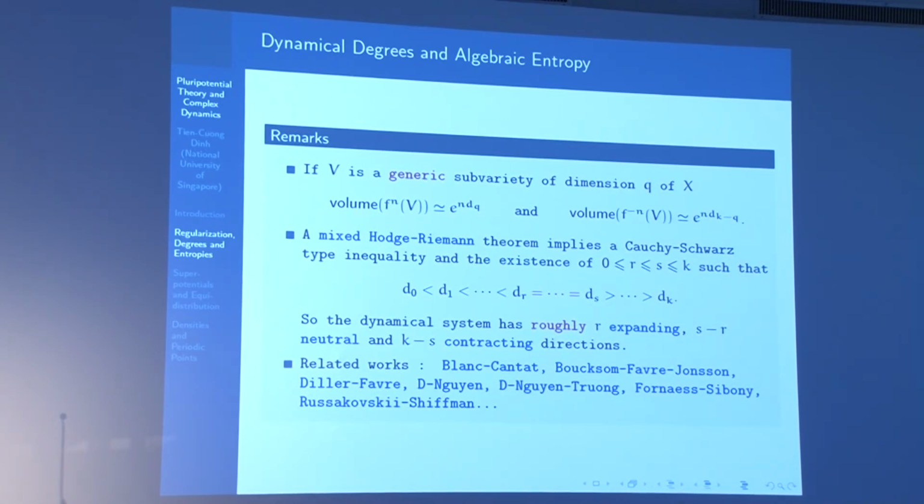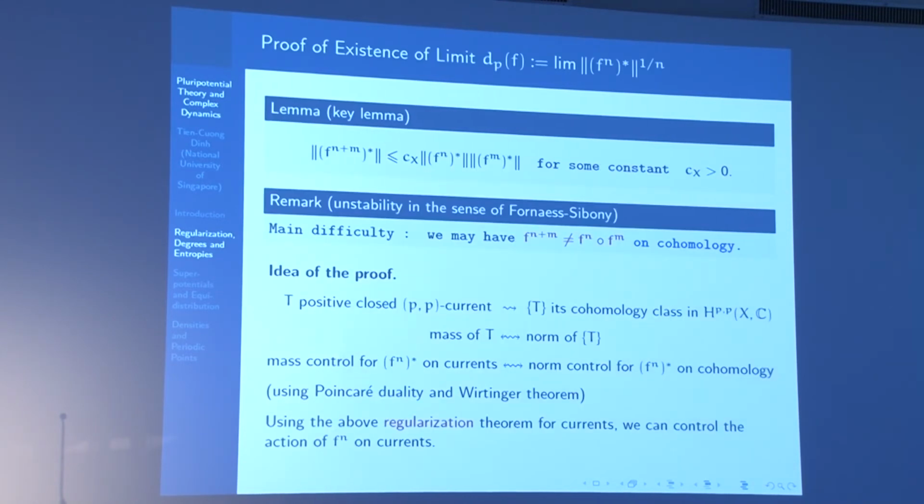Okay, there is much work related to this property, in particular in lower dimension or when you have an invariant fibration and so on. Okay, so I don't have time to discuss the proof, but the main problem is that the map f^(n+m) is equal to f^n composed with f^m, but the action on cohomology doesn't satisfy the same property. Otherwise, it's a very easy exercise of linear algebra. So what we have to do here, instead of working with cohomology, we work with positive closed currents. And then we have to control the mass, and we compute with positive closed currents using the regularization theorem. This is the main idea in the proof.